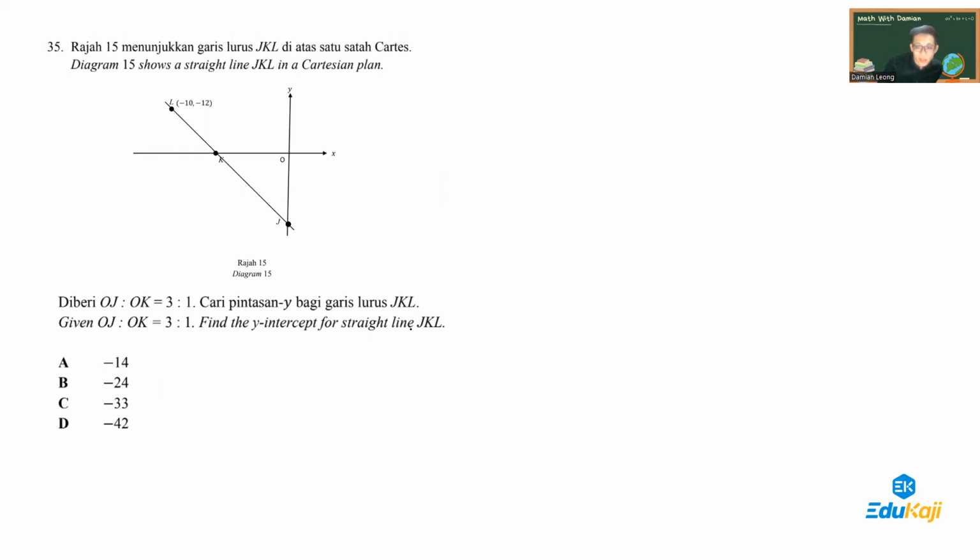Question 35. Y-intercept for the straight line JKL. OJ to OK ratio is 3 to 1. I want the y-intercept of JKL, meaning this value.